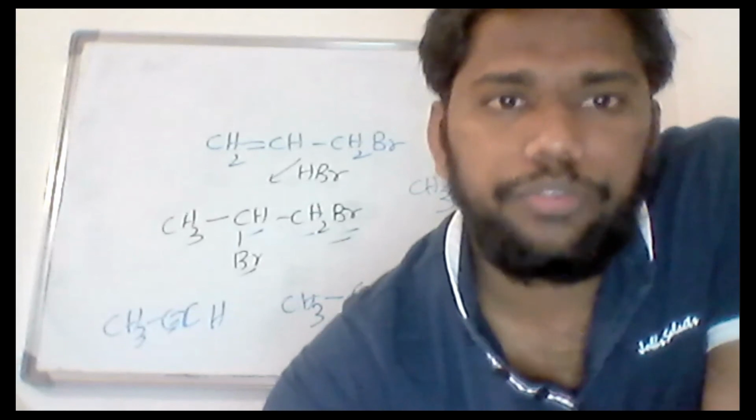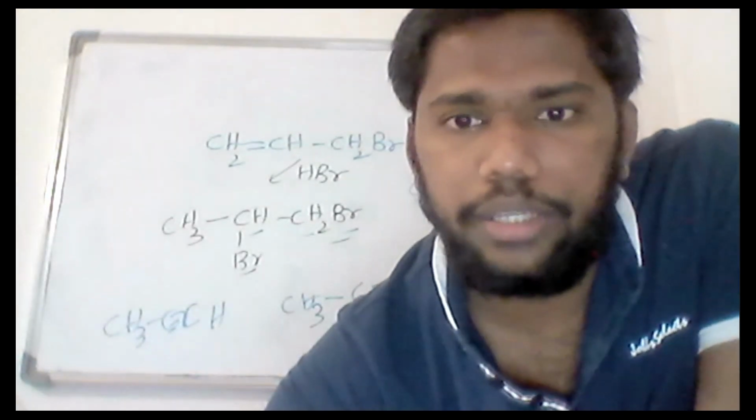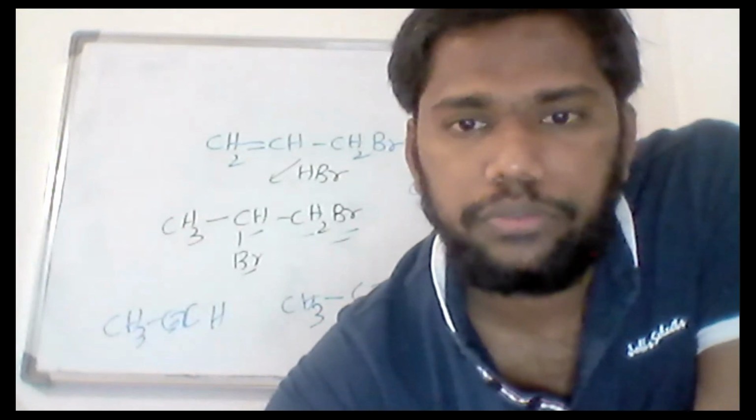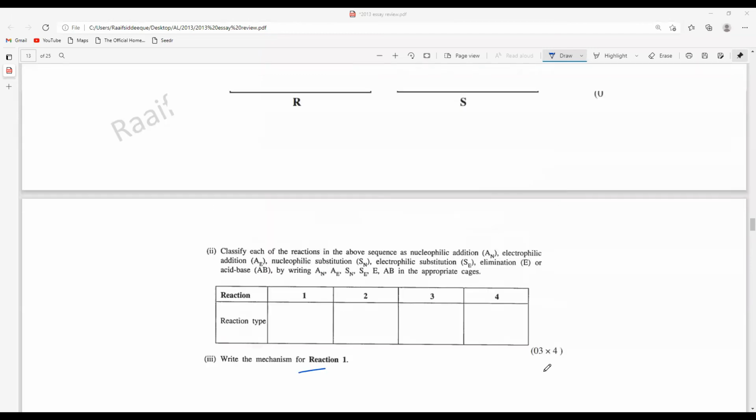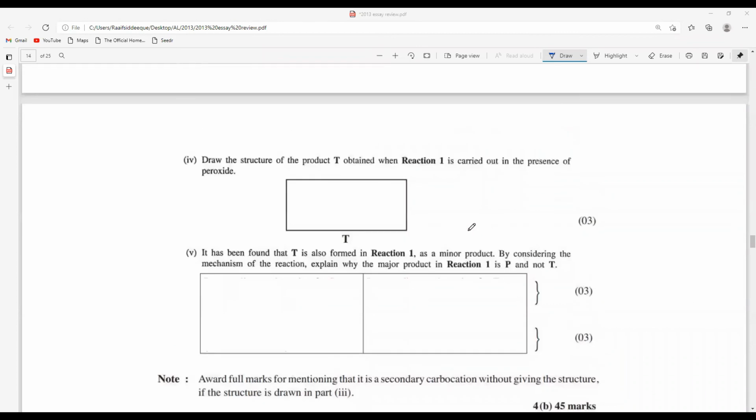Okay, so question number 4. I will again share the screen here. Okay, so this is what I am telling. These are the 4 structures: mechanism, reaction 1. Draw the structure of the product T when reaction 1 is carried out in the presence of peroxide. So I have already told you that if you do this reaction in the presence of peroxide, you are going to get the anti-Markovnikov product, right?